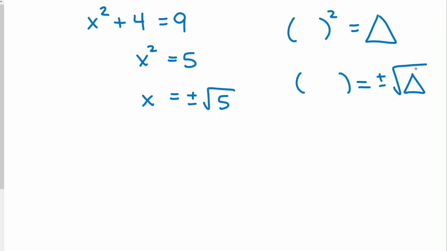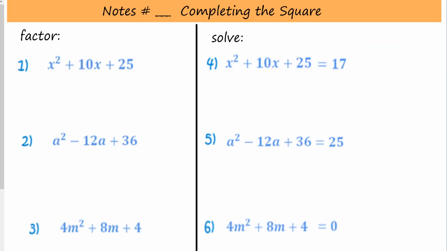Okay, so what we're going to do today is learn a method that helps us take any quadratic equation and change it into this form and square root both sides. And that process is called completing the square. So today we're on notes number 20, completing the square, or CTS for when you're texting.